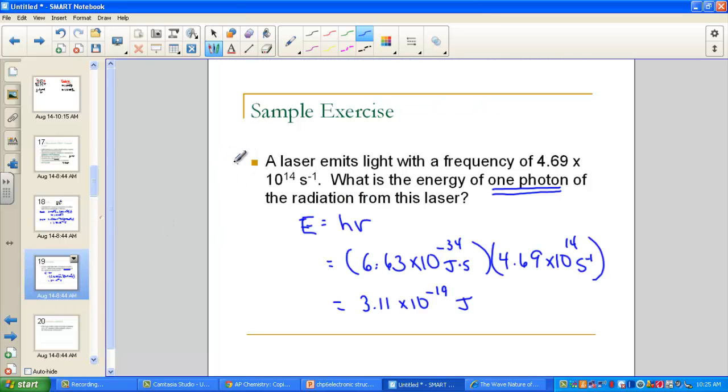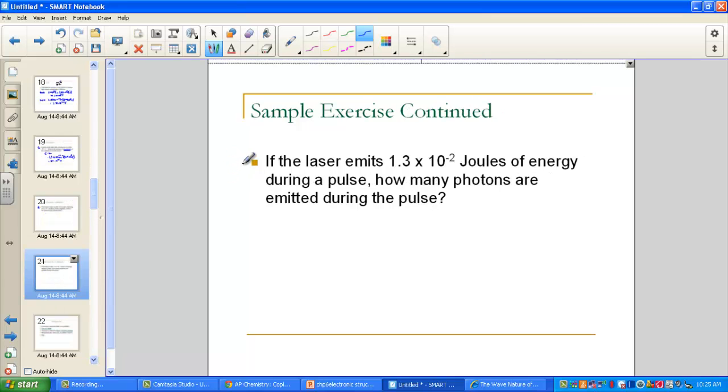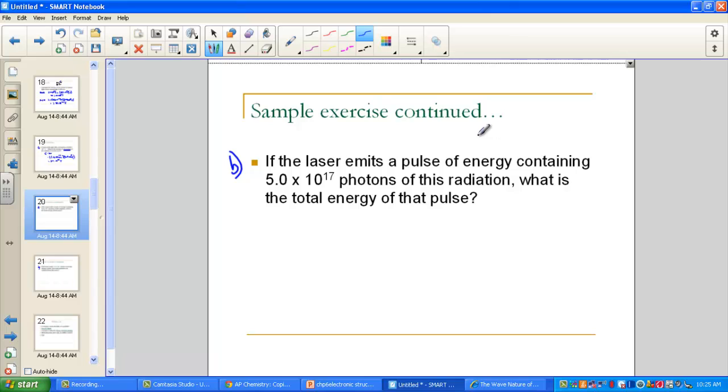So let's say that this particular problem was part A. This particular problem will be part B. And underneath that, the next part here will be part C. So they'll go right in order. Part A, part B, part C. From our part A, we had 3.11 times 10 to the negative 19th joules of energy released for a photon. So this is now going to serve as our conversion.